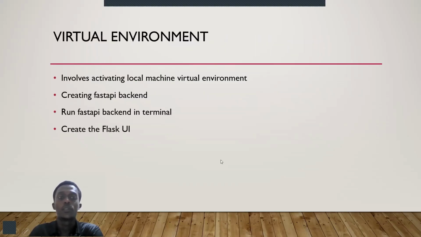First of all, we started off by establishing a virtual environment on our local machine, that's the PC, on VS Code. Then the next step was creating the first API key to the back end. After that, running it on the terminal, and then generating the user interface using Flask.